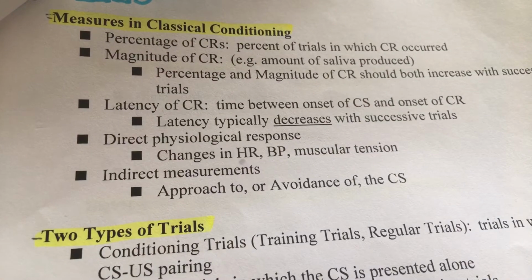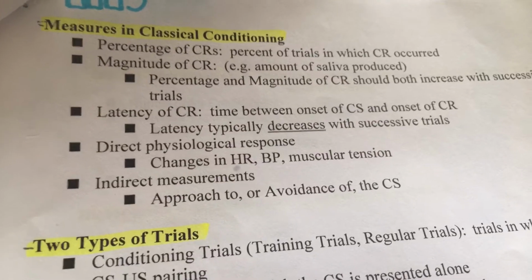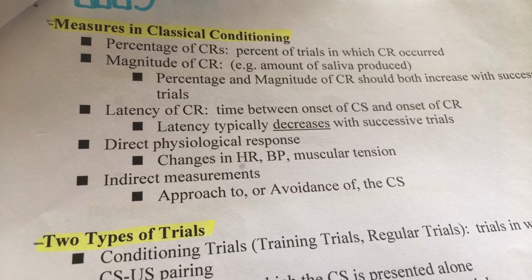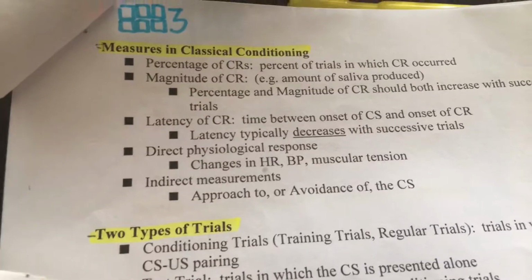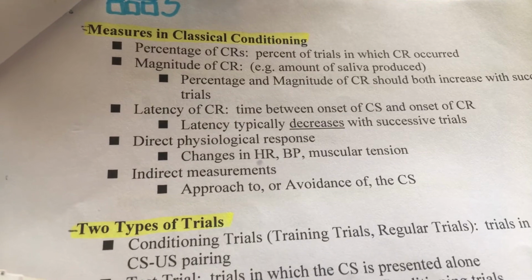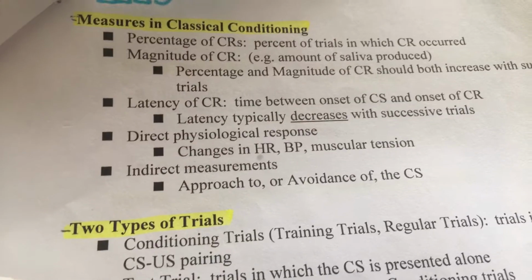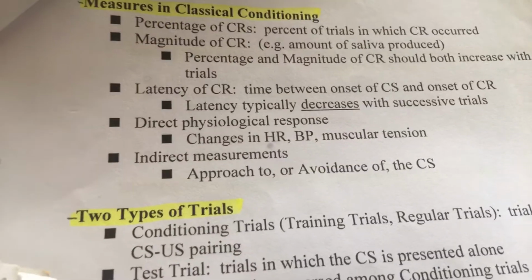Direct physiological responses, which is changes in heart rate, blood pressure, muscular tension. This is also very helpful. You'll see these as well. You see peaks, and this is good for lab work, you need to see these direct changes in saliva levels. These are all measurable.